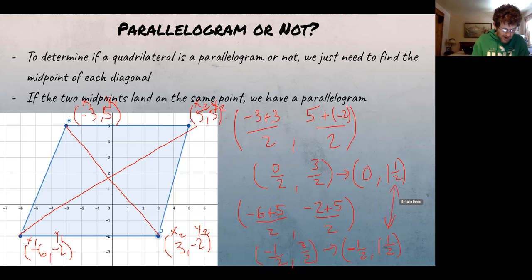So the 1.5 is the same between the two, but the x coordinate's a little different. The midpoint for this one is right here. The midpoint for the other one is right here. They don't land on exactly the same spot. Therefore, this is not a parallelogram. It's close, but not quite. So like I said at the beginning, you might have already looked at this and been able to tell me it's not a parallelogram, but the main purpose of this is to get practice using the midpoint formula.